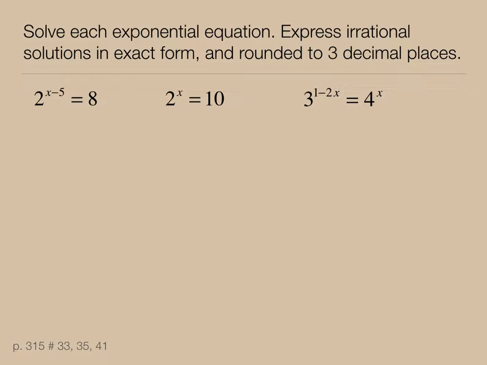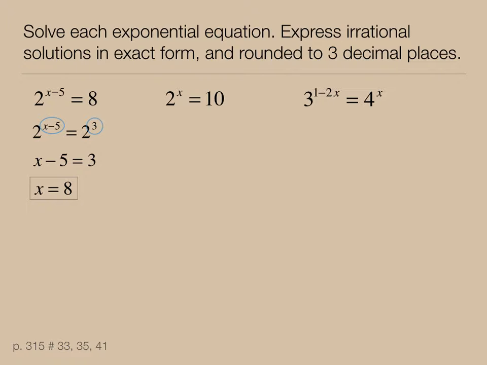For the first example, 2 to the x minus 5 equals 8. Let's rewrite 8 as a power of 2. Now that we've done that, we're going to set our exponents equal, and we'll solve this simple equation, getting our solution of x equals 8.